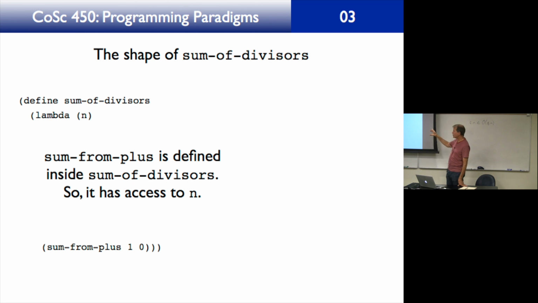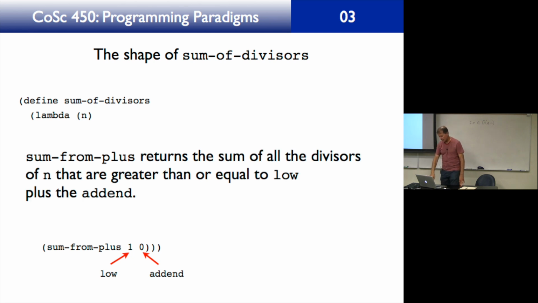All right? And you can do this. You can put the definition of one function inside of another function, and when it's in there, it has access to all the parameters that any other statement in Scheme has access to. So sum from plus is defined inside sum of divisors, so it has access to n. Then we said that of the two parameters in sum from plus, the first one is low and the second one is add-end. And then we have this very important statement, which is the specification of sum from plus.